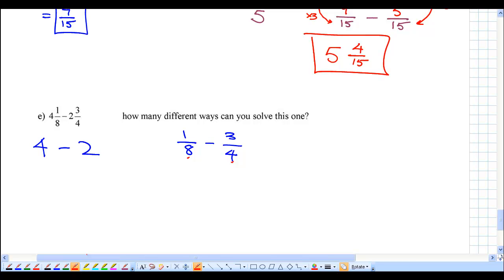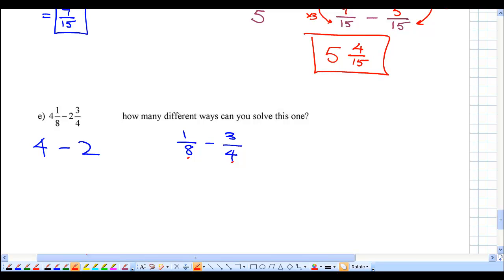4? 32. Okay. 32 works. But is that the lowest one? I just like the lowest one because our numbers are smaller. You can make 32, that works, but then you have to simplify afterwards.